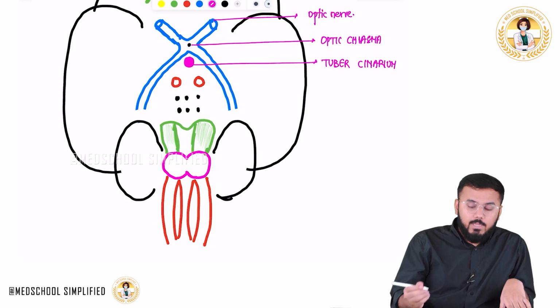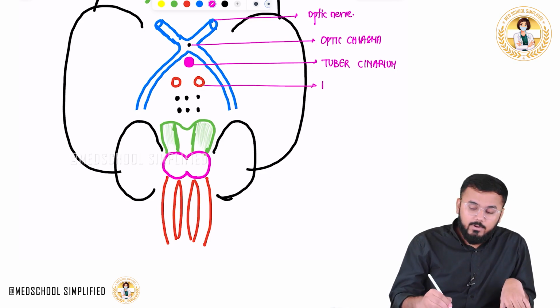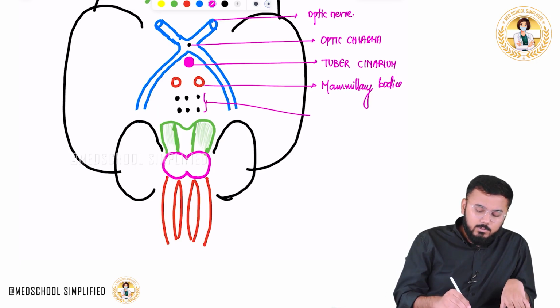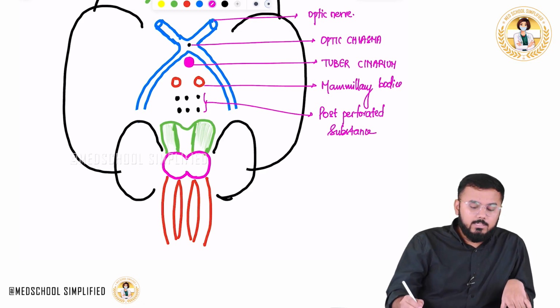Tuber cinereum. And behind that, these two bodies which you can see, one on the right and one on the left, these are called mammillary bodies. And behind the mammillary bodies, this particular thing over here is called your posterior perforated substance.